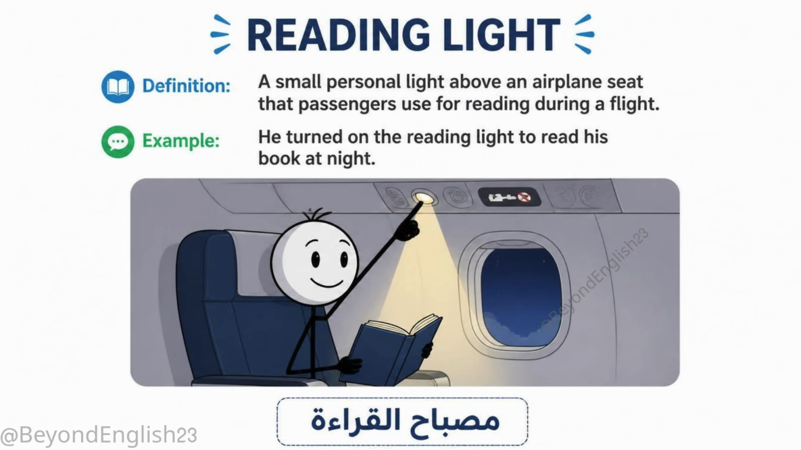9. Reading light. A reading light is a small personal light above each seat that passengers can turn on when they want to read or do something without disturbing others. Example: he turned on his reading light to read a book during the flight.